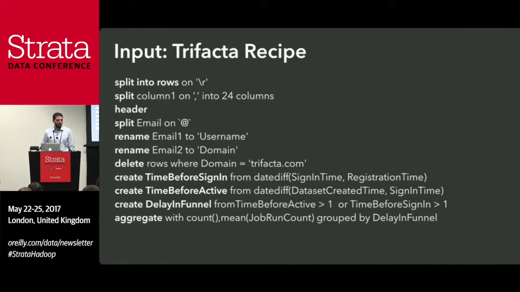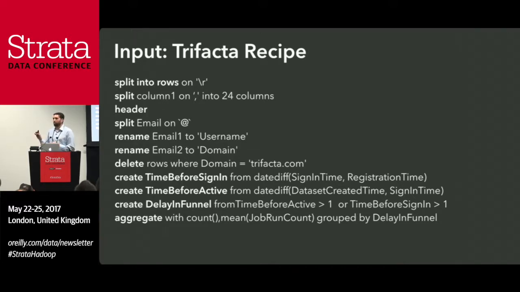Then, if you recall from before, we were going to look at two main metrics: how long it took before a user signed in after they registered. That's the first column we're going to create, by computing the difference in time between the sign-in time and the registration time. Similarly, we'll say a user is finally active once they've actually created a data set. So again, we'll look at the difference between the data set creation and the sign-in time. Then we'll flag users as having a delay in the funnel if it took too long to sign in or too long to create a data set. If either of those metrics is high, we'll say there was some type of delay.